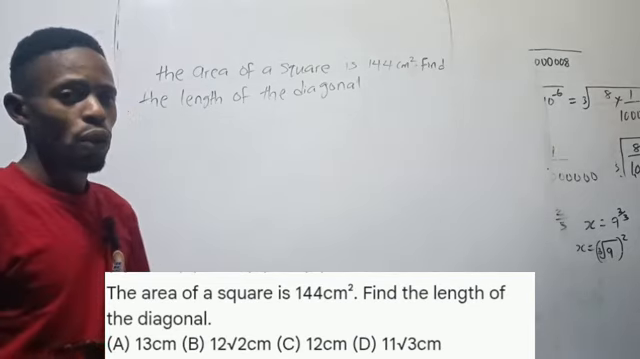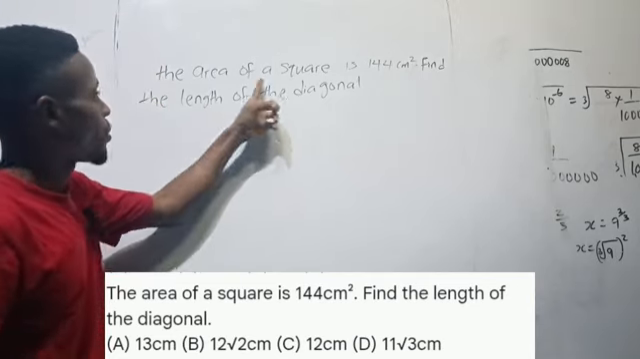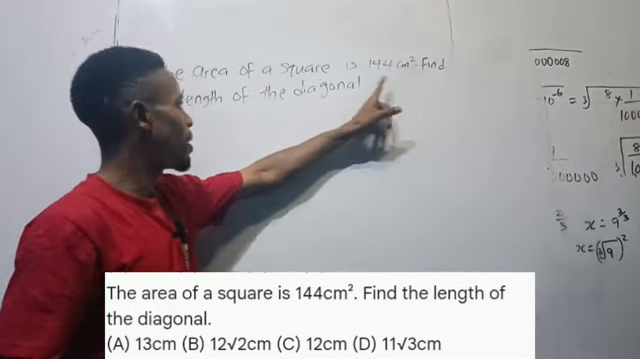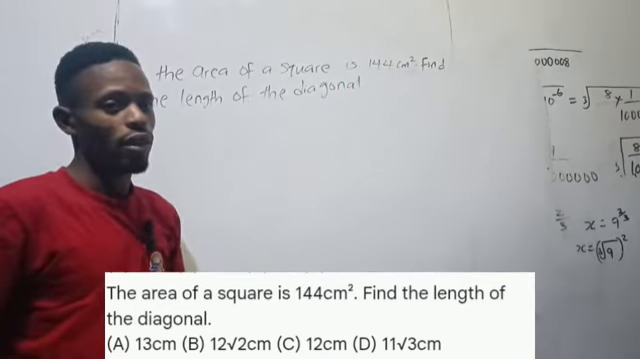So let's quickly dive into the solution of it. Let me read the question once again. The area of a square is 144 centimeters square. Find the length of the diagonal. We are just to find the length of the diagonal.